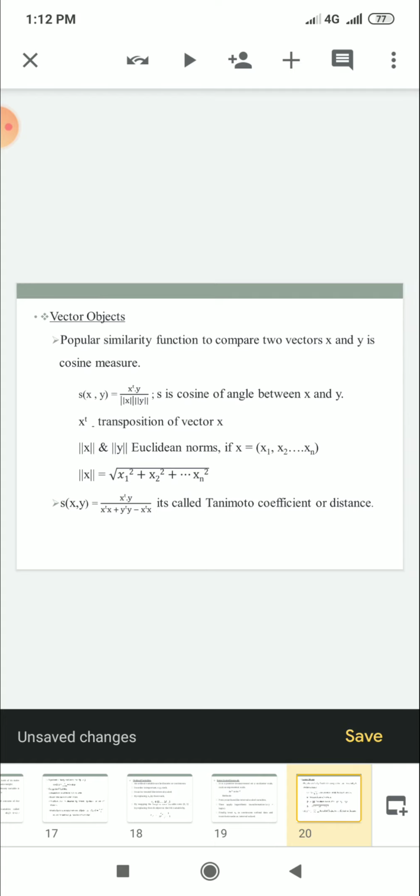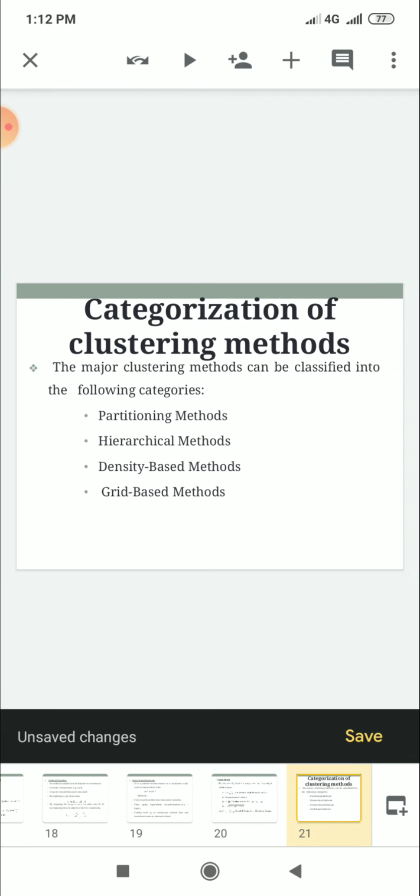Another representation is vector objects. A popular similarity function to compare two vectors x and y is the cosine measure. So, the different categorization of clustering methods: major clustering methods can be classified in the following categories: partition methods, hierarchical methods, density-based methods, grid-based methods.